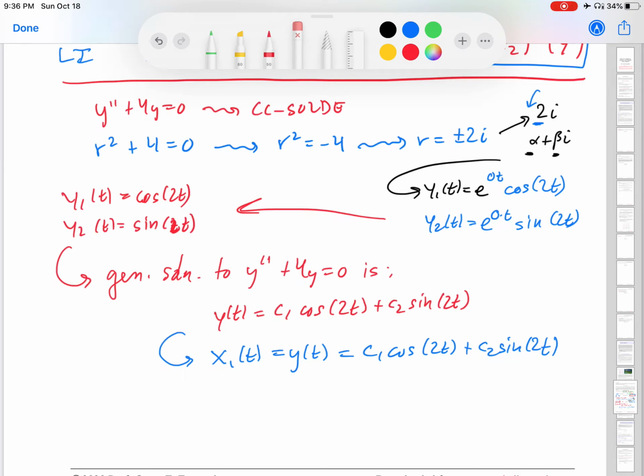Okay, so now x2 we also have information about. Our substitution tells us that x2 of t is y prime of t. I'm going to scroll up here, right?